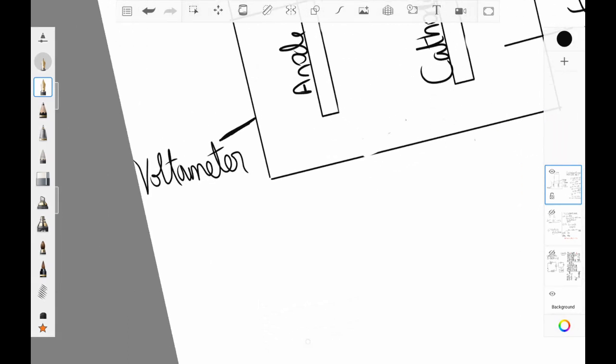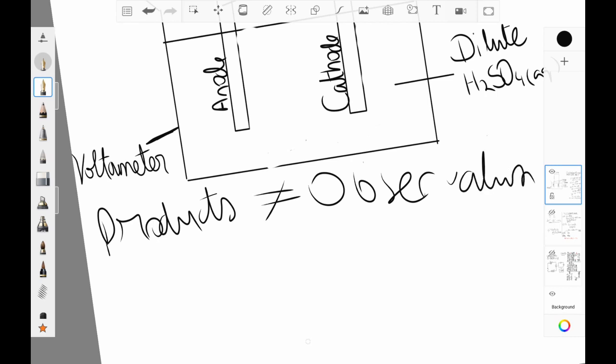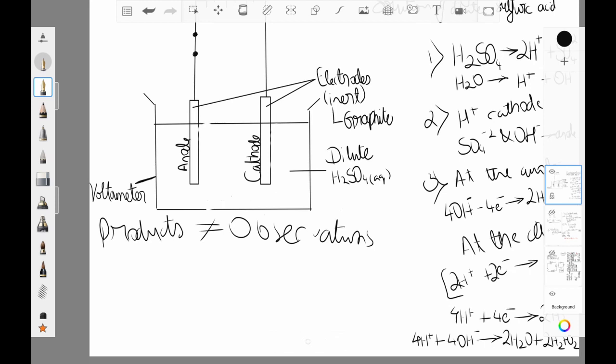Let's look at the products. The products are obviously bubbles of hydrogen and bubbles of oxygen at their respective electrodes. The observations, which are not the same as the products, you'll see colorless bubbles in both. That's the only observation you see. Colorless bubbles formed at both electrodes. Right. So now there's something called the Hofmann's voltameter.